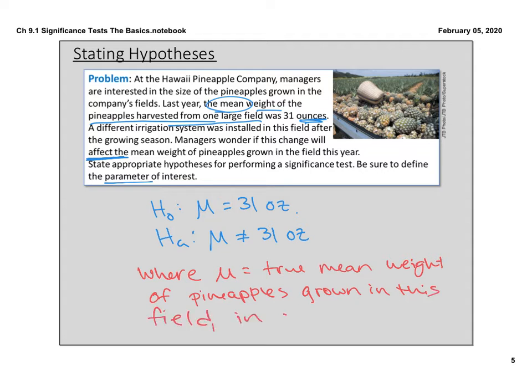And then I should also say in ounces. You probably could have said the true mean weight in ounces grown in the field this year, because they're specifically referencing this year. So this is my hypothesis, and this is what is the parameter. Okay, those are the two pieces. That's going to be part of your state when you do your statement.